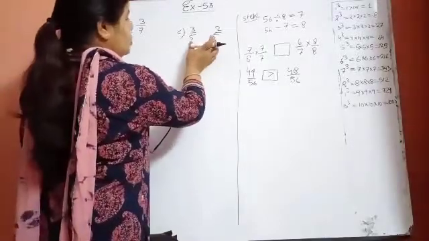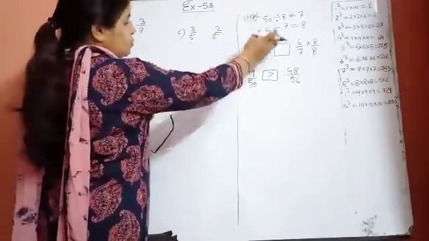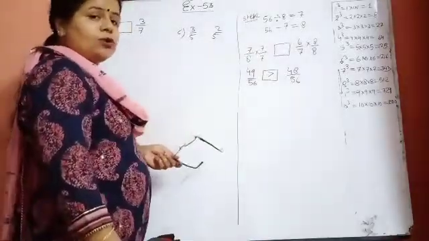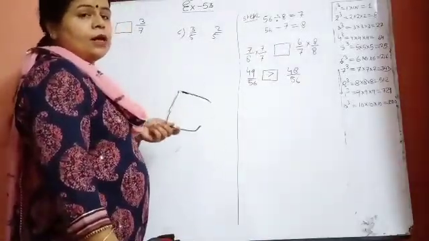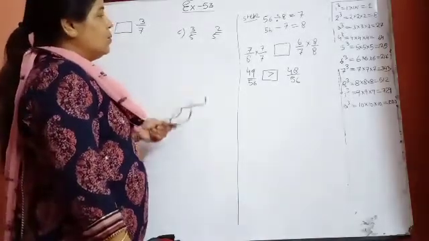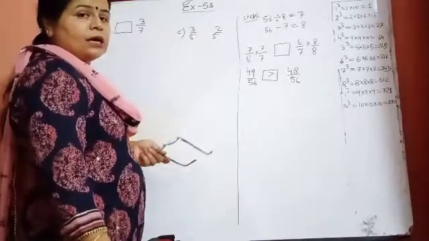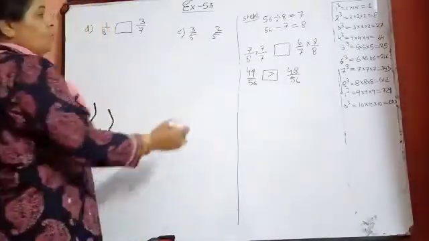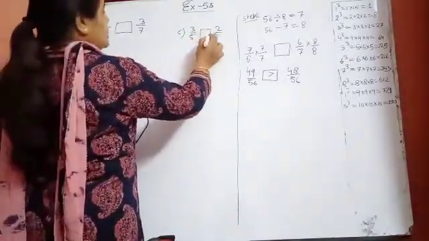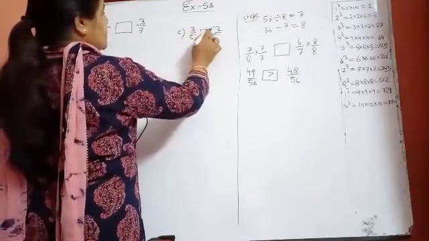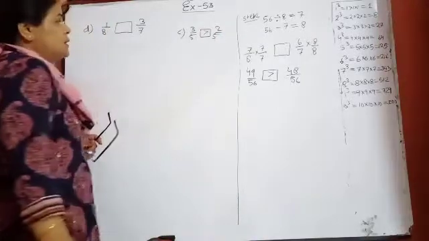If the denominators are already equal, the LCM procedure is for making denominators equal. But here if the denominators are already given equal, then there is no meaning of taking LCM. So in this case you will directly compare the numerators. See that numerator 3 is greater than 2. So what will come? Greater sign will come.